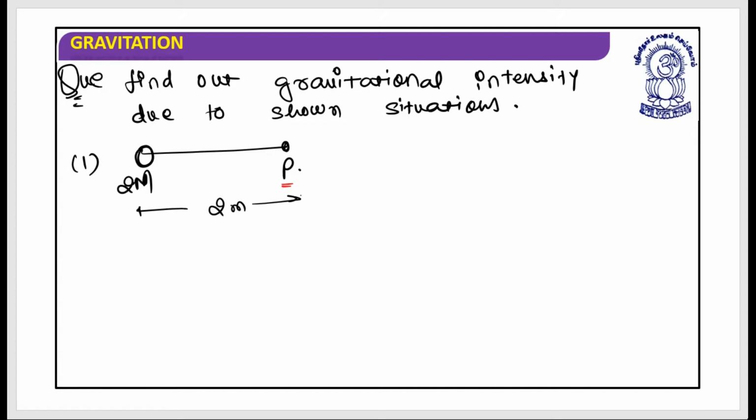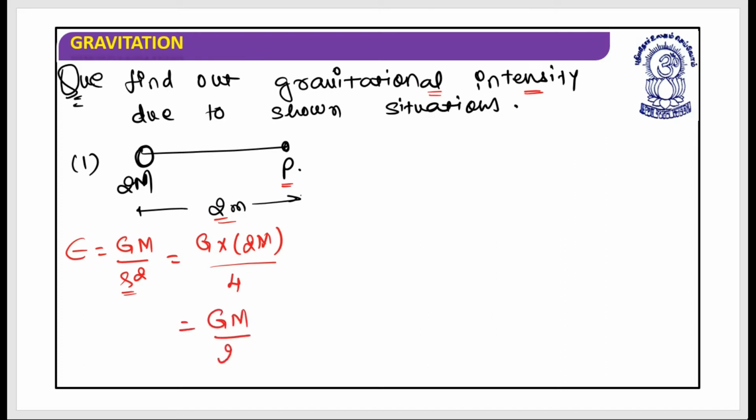So what you are supposed to do is, as you understand this is gravitational intensity, and it is a vector quantity. When it is a vector quantity, first I will focus on the magnitude, and then I will switch to the direction. So let's write down the first formula. It's G m by r square. In my case, mass is 2m. So I will write G into 2m, divided by the distance 2 meter, so 2 square, which is equal to 4. So this is equal to G m by 2. This is just the magnitude of the field.